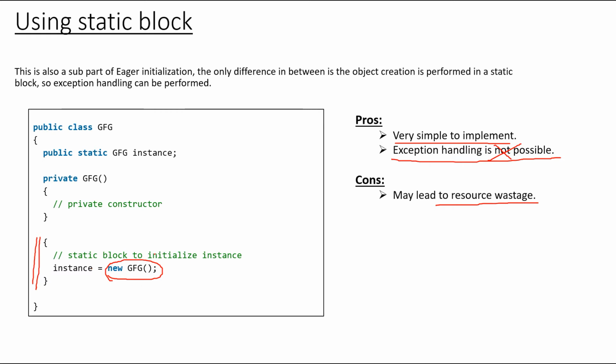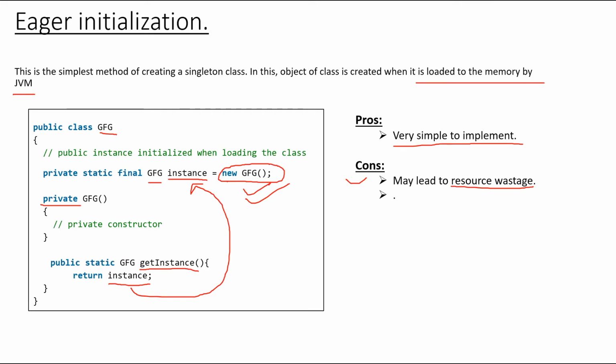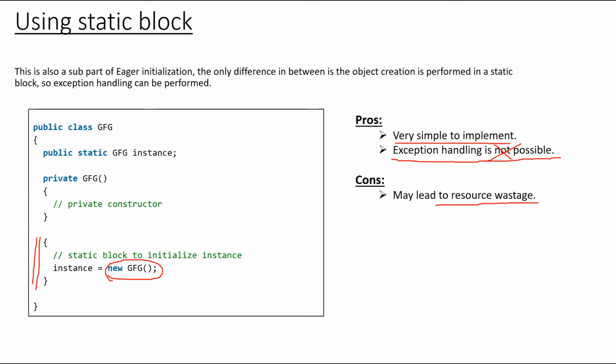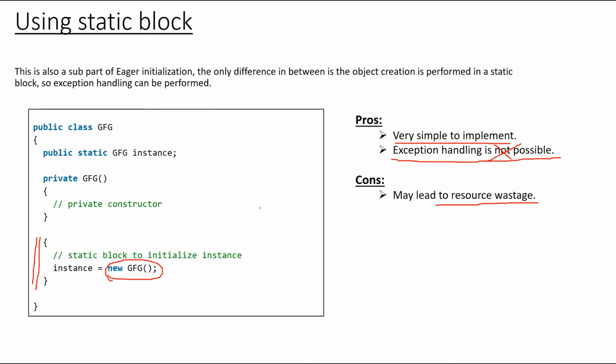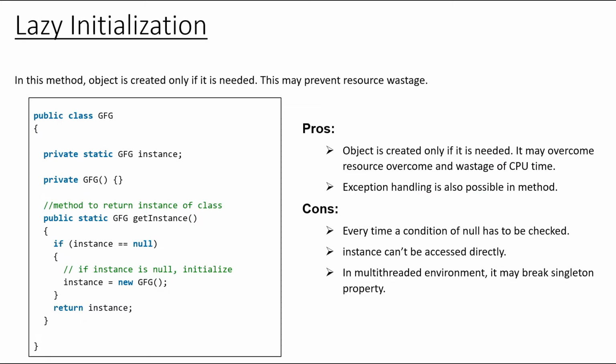So the difference between this approach and the last approach is that in the last approach the object is getting created while declaring that particular instance of that class. But in this, we are going to create that object in a static block. In the last approach, the exception handling was not possible. But in this approach, the exception handling is possible. Apart from that, other things are the same. So these are the two ways with which we can create a singleton class. Let's move to the third way.